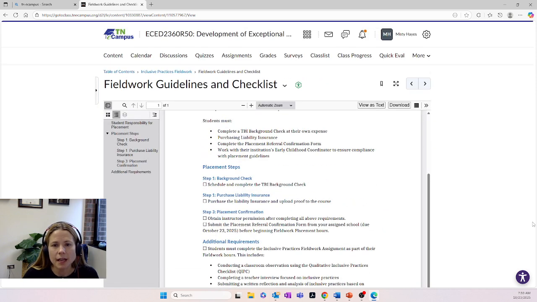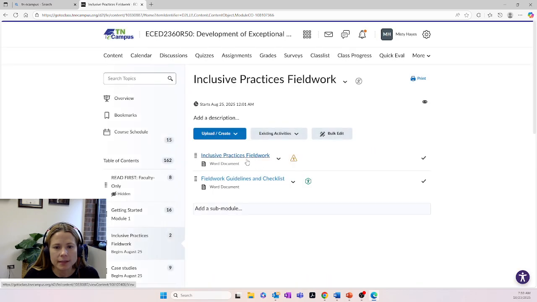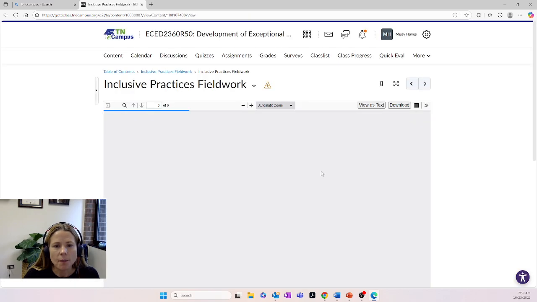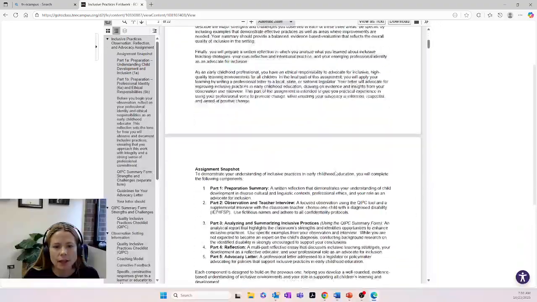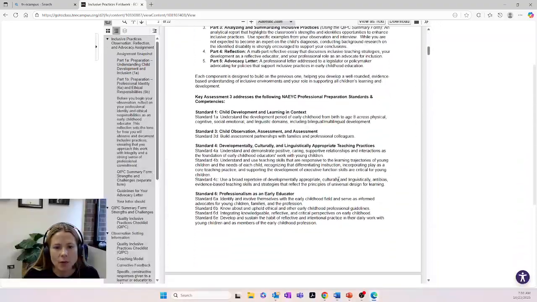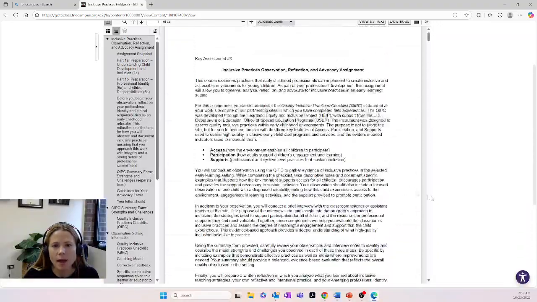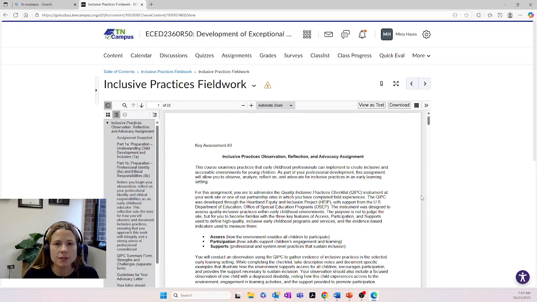So make sure you read everything. The inclusive practices fieldwork assignment is here. So make sure that you are looking at the entire document. It is quite long. That's why I talked about this the very first of the semester. And I'll be honest with you, we have literally 6 weeks left. We don't have much time. So you need to get on this and get this done and get your 12 hours in. Okay. But always reach out if you have questions.